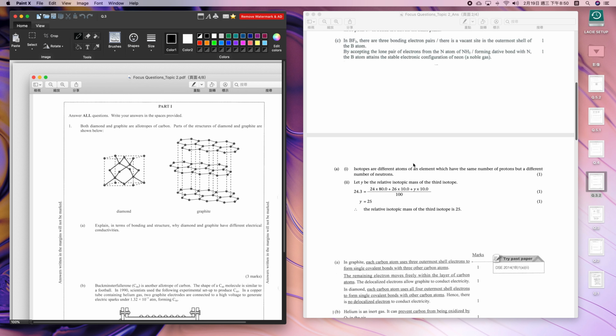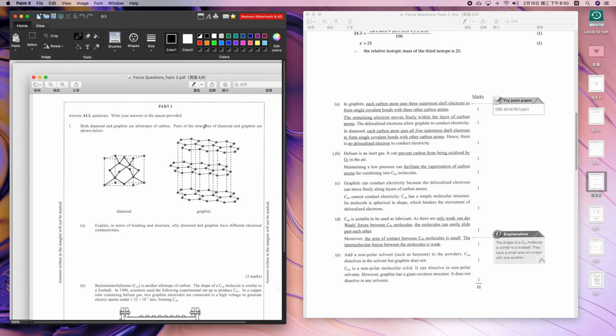Next question is a question about diamond and graphite. Part A, we should read the keywords carefully. Explain, in terms of bonding and structure, why they have different electrical conductivity. It means before we explain the difference in electrical conductivity, we have to state clearly the difference in the bonding and structure between diamond and graphite.